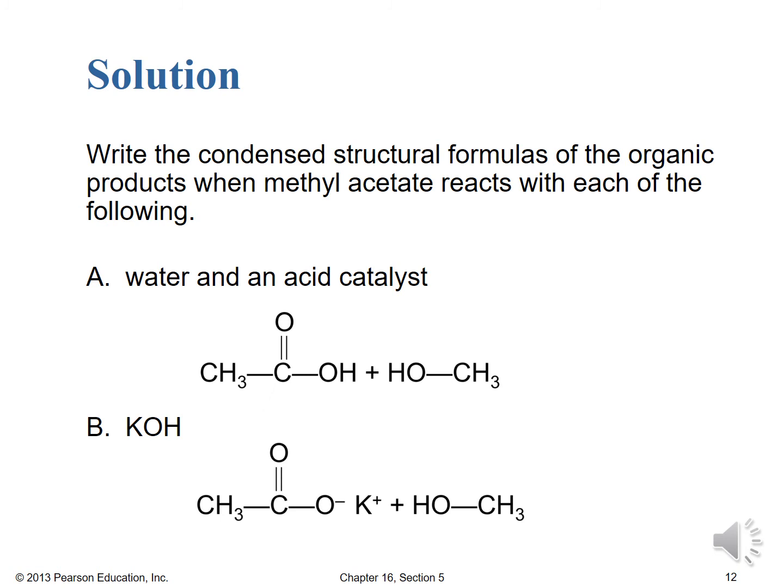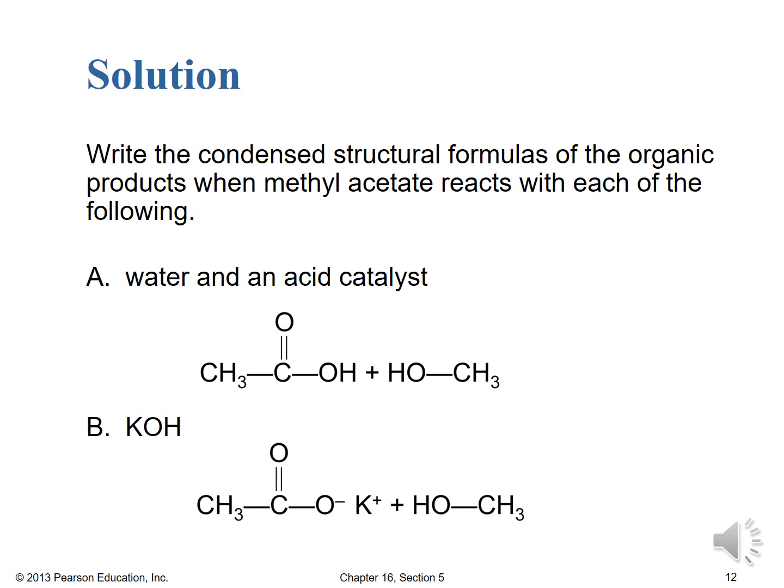Okay, so there we have it. If we have water and an acid catalyst, well, we'll just regenerate the alcohol and carboxylic acid that went into making methyl acetate. And in this case, from the acetate part, we get acetic acid, or ethanoic acid if you prefer IUPAC nomenclature. And from the methyl portion, we get methanol.